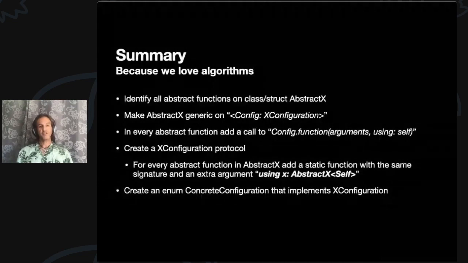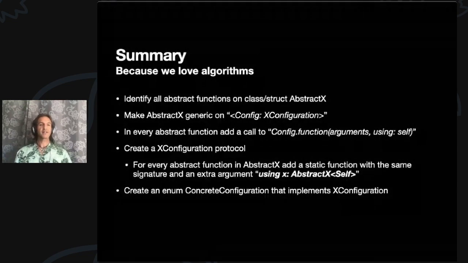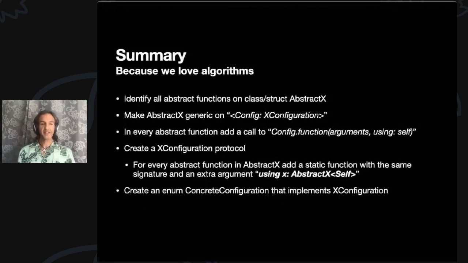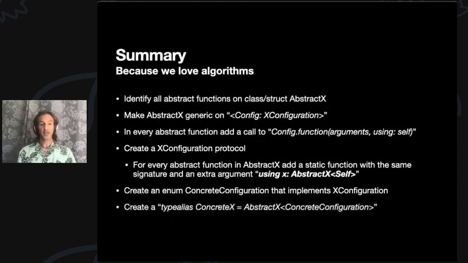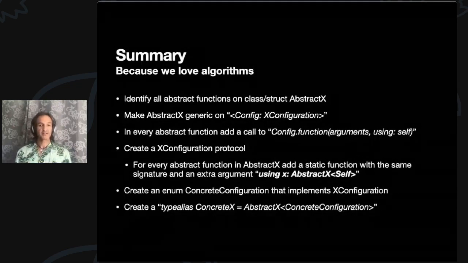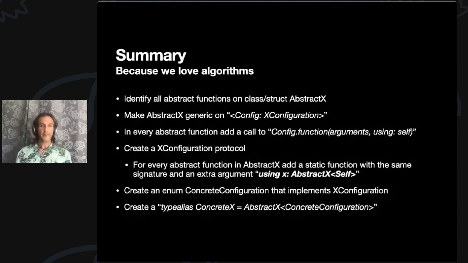And then finally, for every concrete subclass that you're implementing, you can just create an enum called concrete configuration that implements that X configuration. And when you're done with that, you can just create a type alias of concrete X, which is just your abstract X with your configuration. So there you have it.